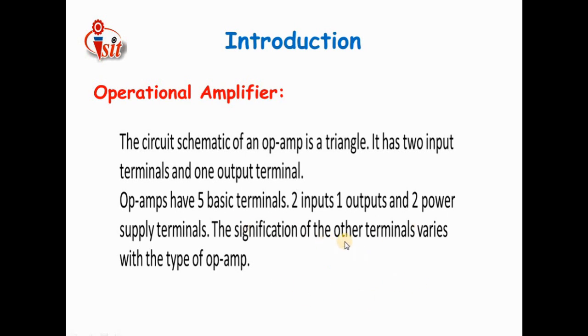Here the word other came into the picture because we frequently use the op-amp IC741, and that IC is an 8 pin IC. Out of those 8, only 5 pins are frequently used. 2 pins are for input, 1 pin is for output, and 2 pins are for giving power supply to the op-amp. The remaining 3 terminals are used depending upon the application of the op-amp.